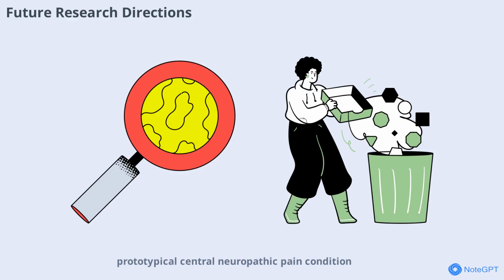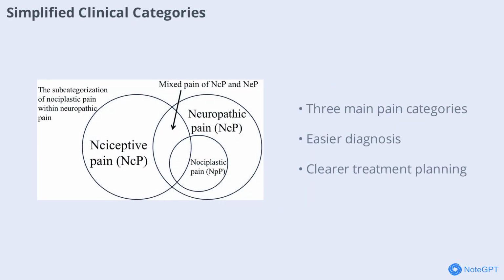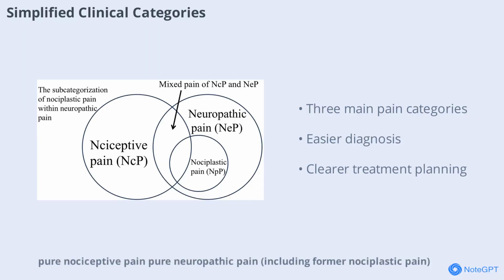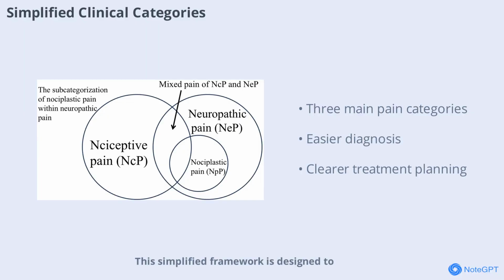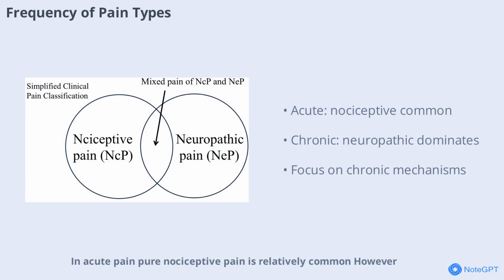With the proposed integration, pain could be classified into 3 main clinical categories: pure nociceptive pain, pure neuropathic pain including former nociplastic pain, and mixed pain involving both mechanisms. This simplified framework is designed to make diagnosis and treatment planning clearer, especially for clinicians who do not specialize in pain management. Acute pain, pure nociceptive pain is relatively common.